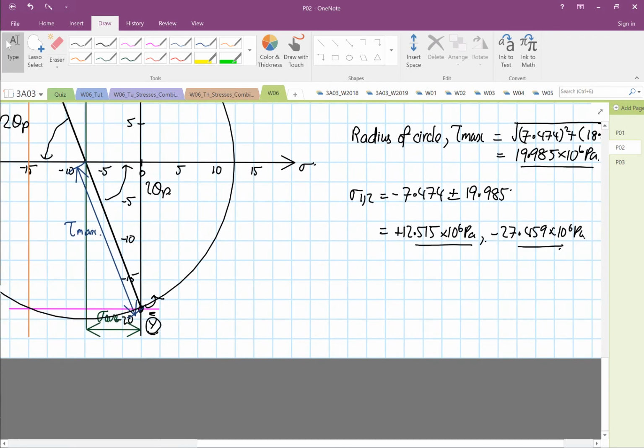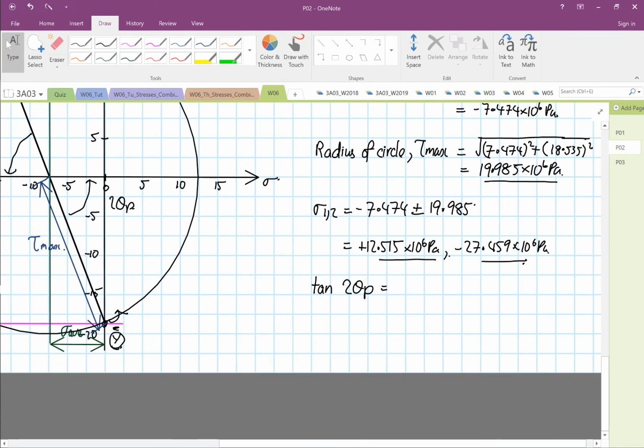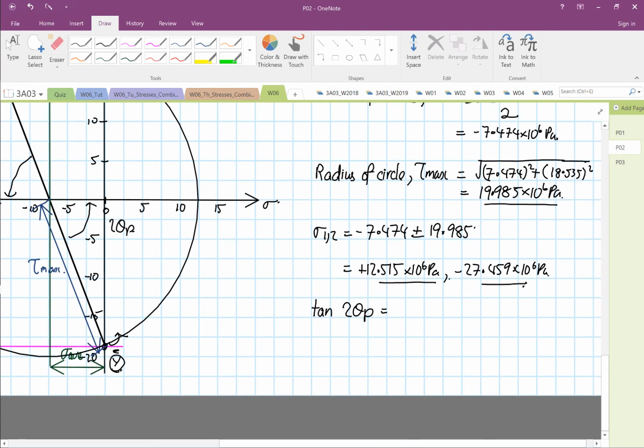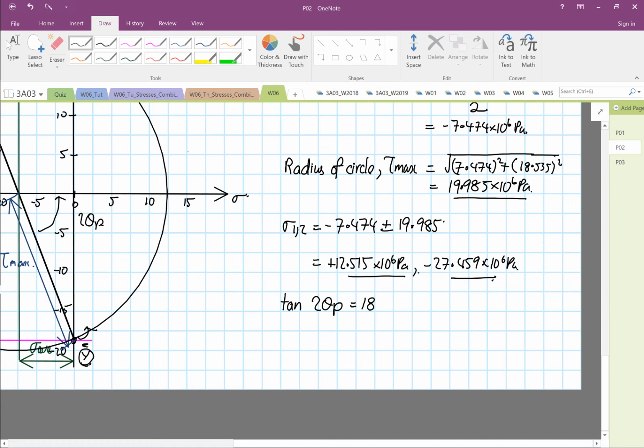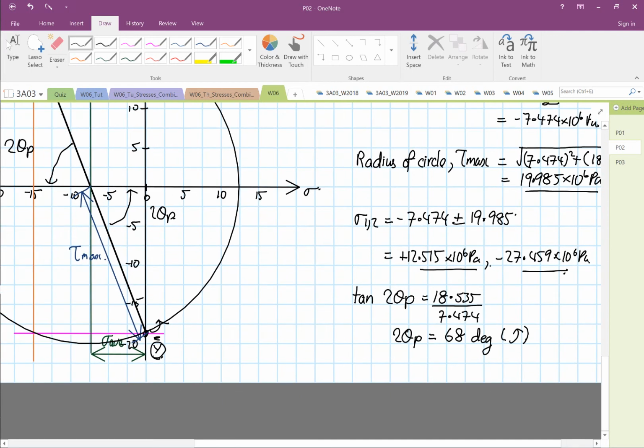So we know that tangent 2 theta p is equal to the y value, which is 18.535 divided by 7.474. So therefore we get 2 theta p: 18.535 divided by 7.474, inverse tangent, so it's about 68 degrees. And it's going to rotate anti-clockwise, like what it says down here.